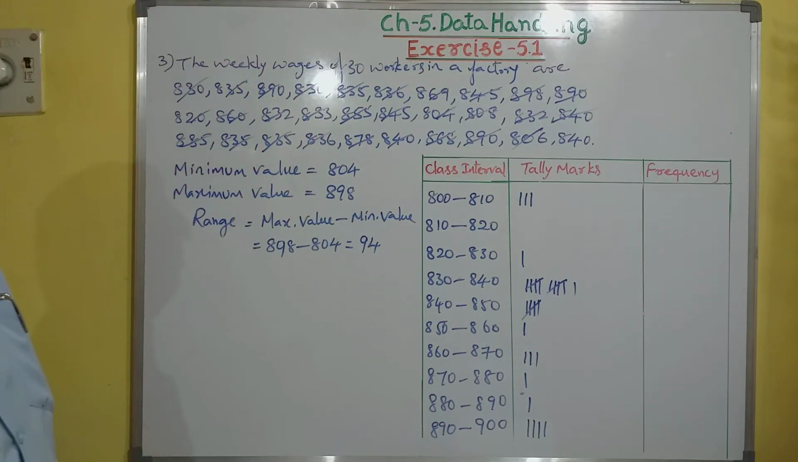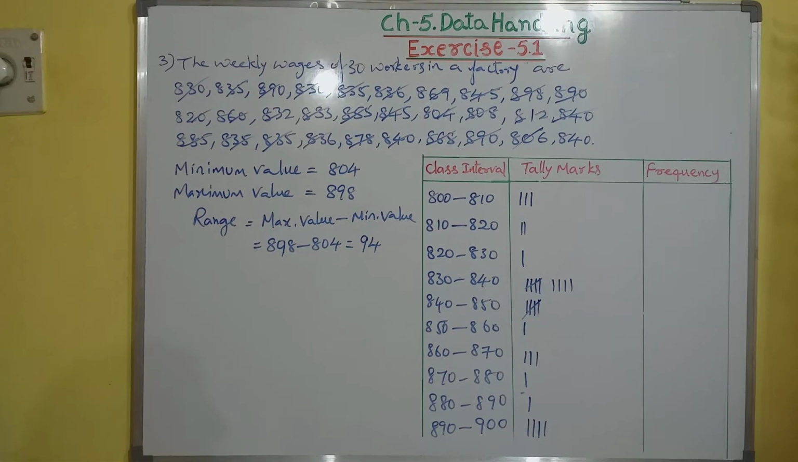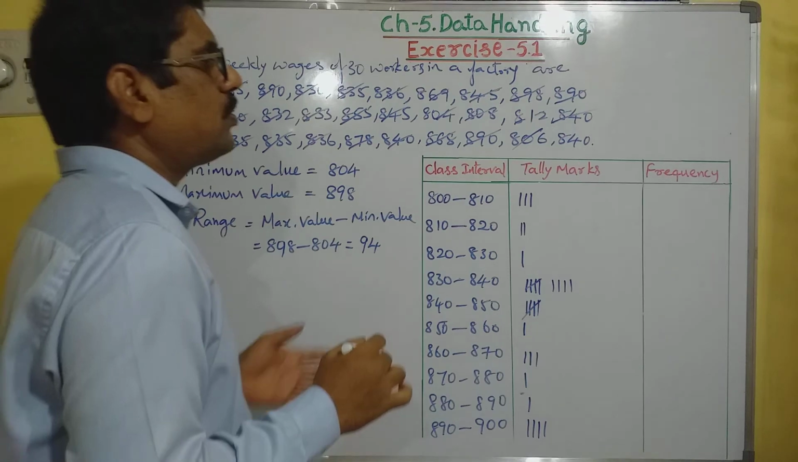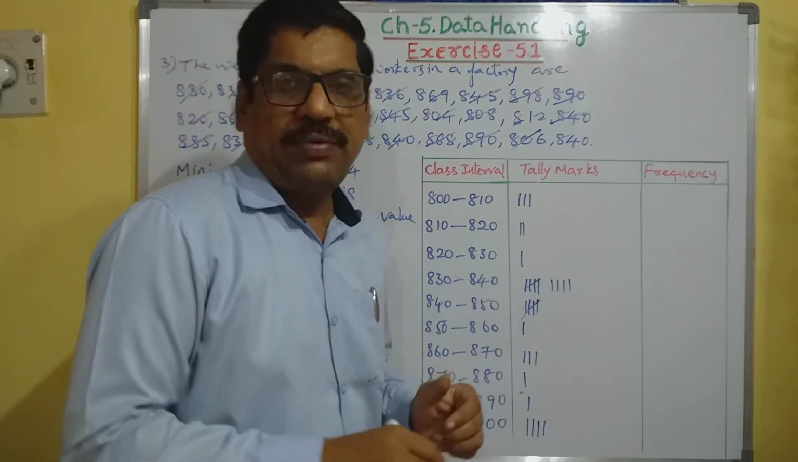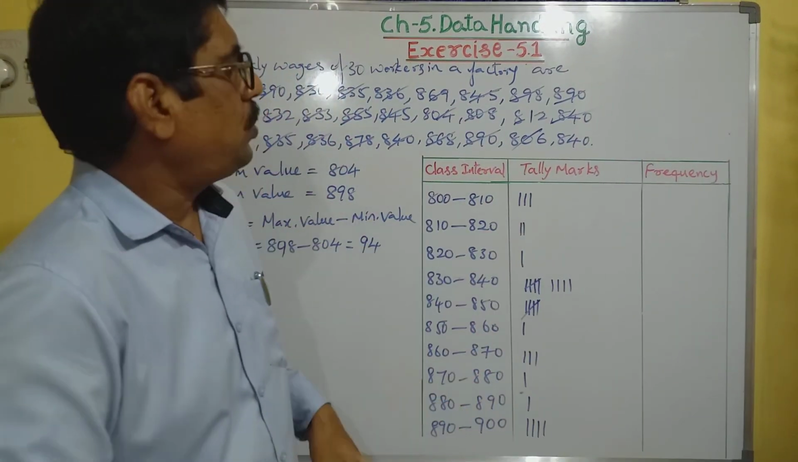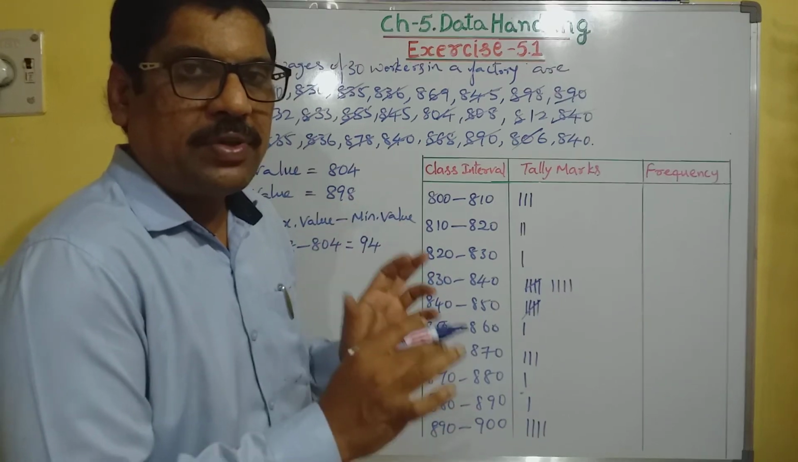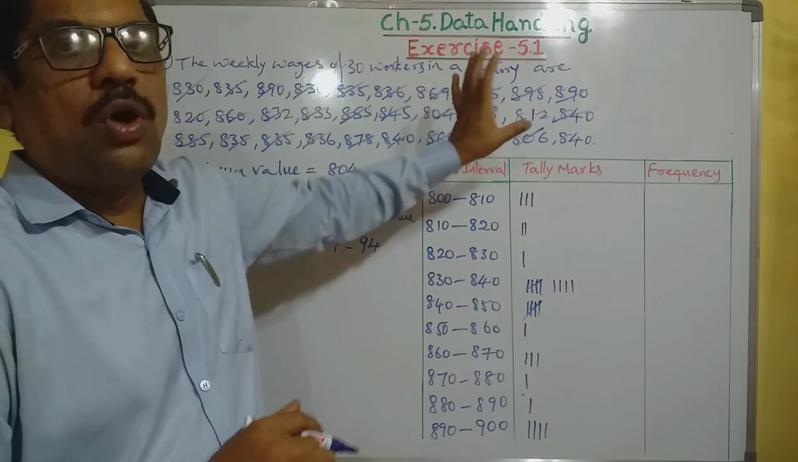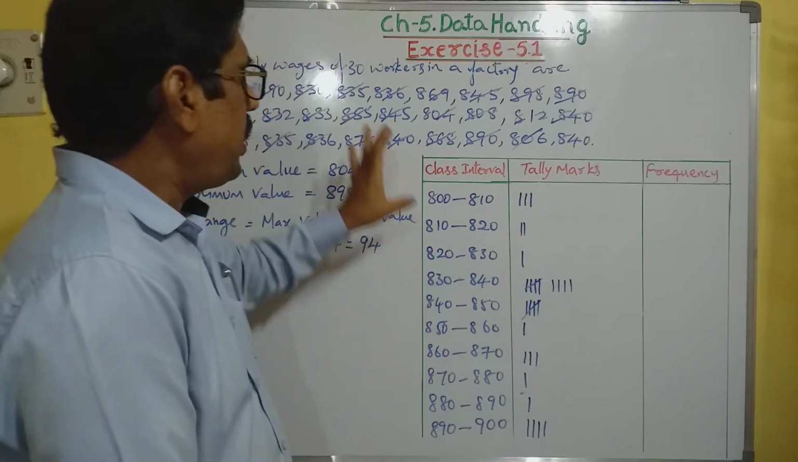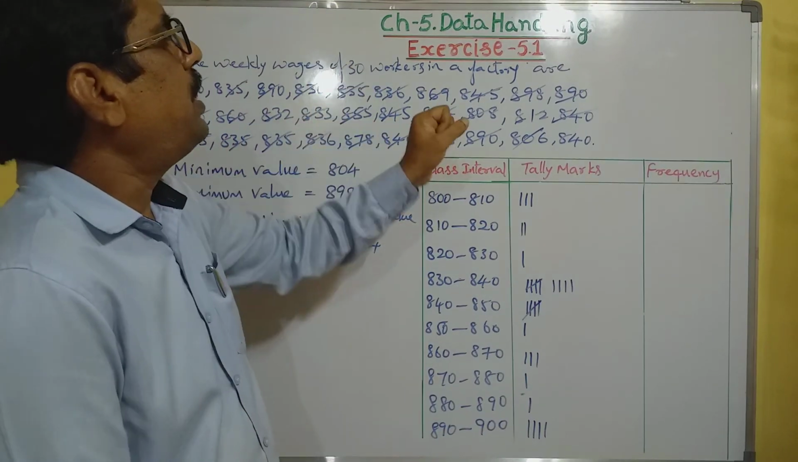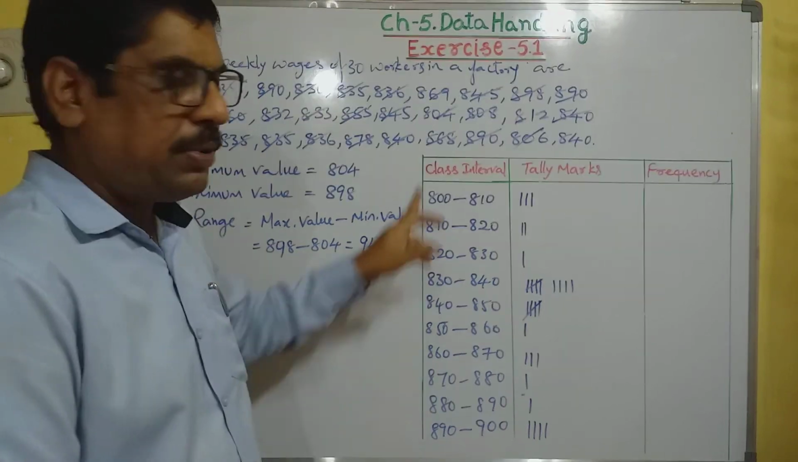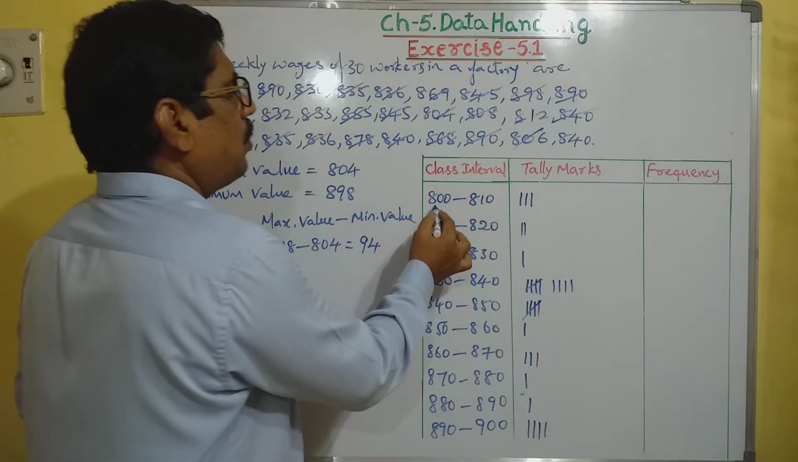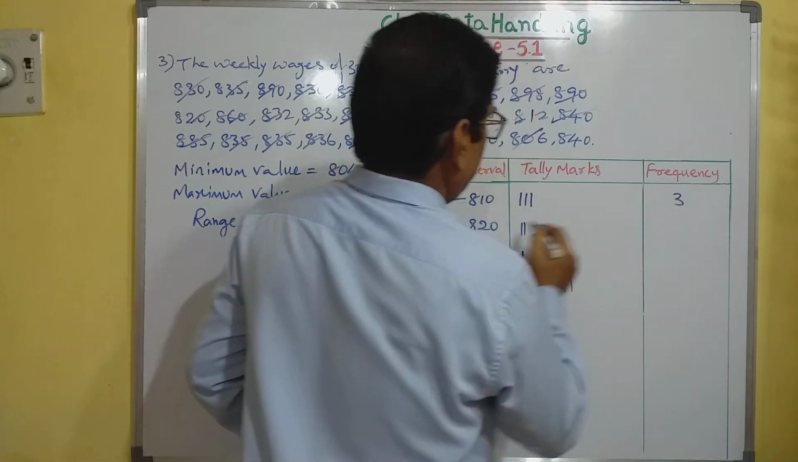Okay, now let us see. These are the tally marks. Now let us write the frequency. From the tally marks we come to know how many numbers are in each class. These numbers you please copy from the textbook. If I make any mistakes, they will be rectified. Please copy from the textbook.